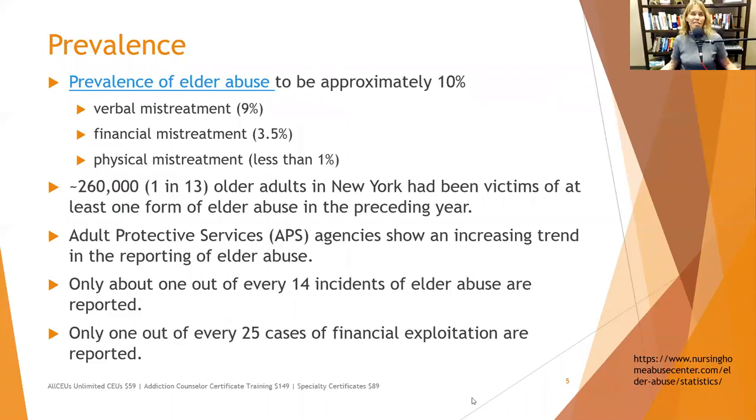So what's the prevalence? Unfortunately, it's about 10%. 1 in 10. Wow, just let that sink in for a little while. Verbal mistreatment accounts for about 9% of the elder abuse. Financial mistreatment, about 3.5% of elders say they've been financially mistreated. And physical mistreatment, they often report is less than 1%, which is a lot lower than what I would have thought.